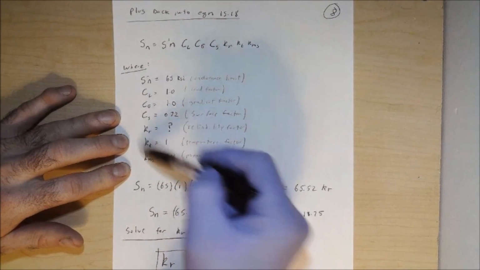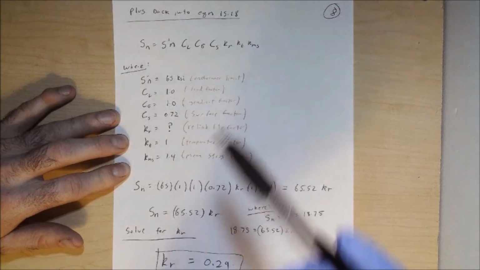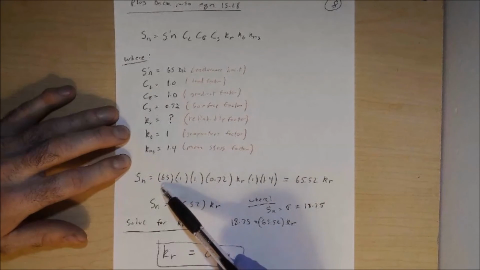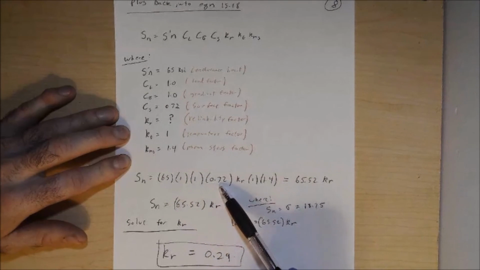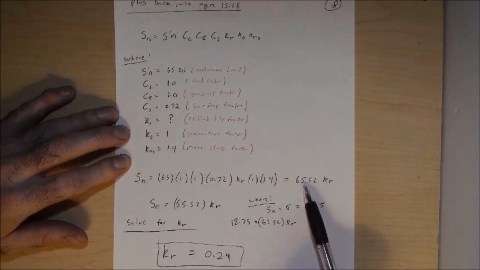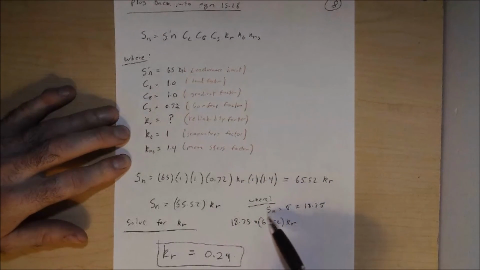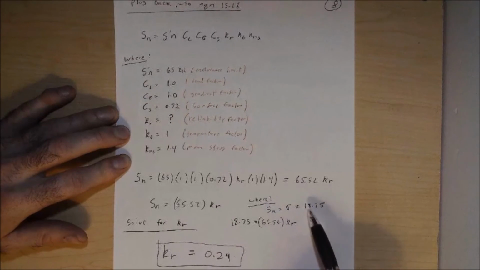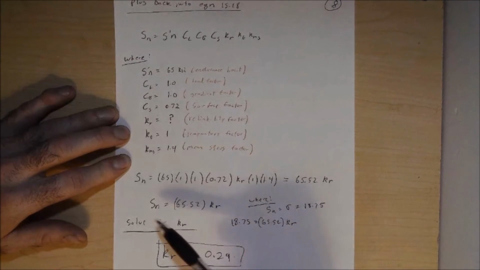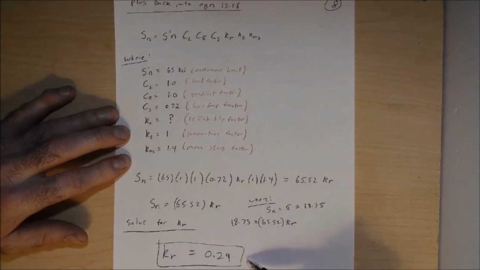So all of this information for these variables we can plug back into equation 5.18, and that's what we do right here. So now we have our S sub n is equal to 65 times 1 times 1 times 0.72 times our K_R, which we're solving for, times 1 times 1.4 is equal to 65.52 K sub R. Now for our case here, our S sub n is equal to our sigma that we solved for earlier, which is equal to 18.75. So we can plug this value in for our S sub n. So 18.75 is equal to 65.52 K_R. Then we solve for our K_R value here. We find that K_R is equal to 0.29.